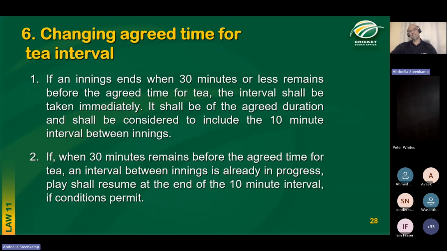Tea is at 3 o'clock. South Africa gets dismissed at 14:25. What happens next? We cannot activate point 1 on the slide, because it is now 35 minutes to go to tea, and point 1 tells us if it's 30 minutes or less, then we can take an early tea. Because it is 35 minutes to tea when South Africa was dismissed, we need to take a 10-minute change of innings interval from 14:25 up until 14:35. Pakistan will come out to bat at 14:35, we will play from 14:35, and we will take tea at 3 o'clock.